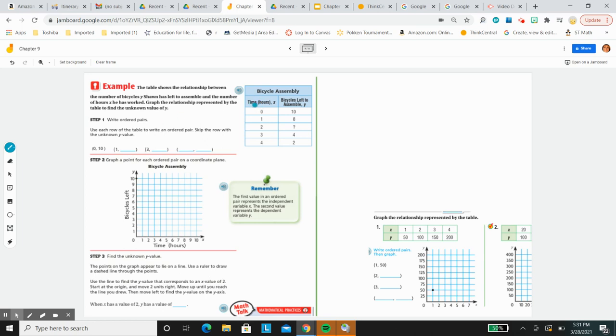This is my x, the amount of time it takes him, and bicycles left to assemble. He has 10 bicycles he has to assemble. He knows that he has 10 to get done. In 1 hour, he's going to have 8. In 2 hours, what's the pattern, guys? What's he going to have left right here? Can you see a pattern? If I put a 6 here, whoops, forgot to change my pen. Okay, so he's going to make 6, right? In 3, it'd be 4. In 4, it'd be 2.